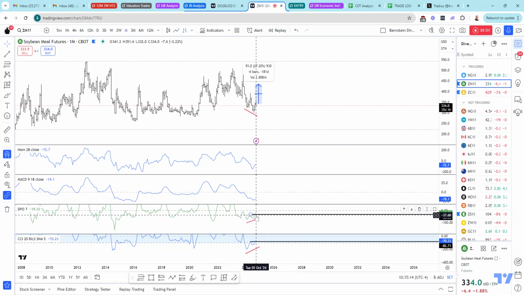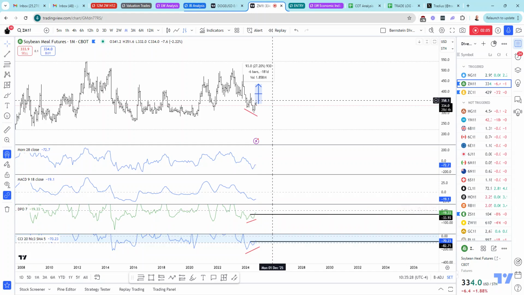So what did we see? On the detrended price oscillator, the September candle closed beyond this level. The highest high of the detrended price oscillator was negative 33.93. We see September closed at negative 24.37. That is our trigger, okay? So we've got the setup, we're triggered into the long.